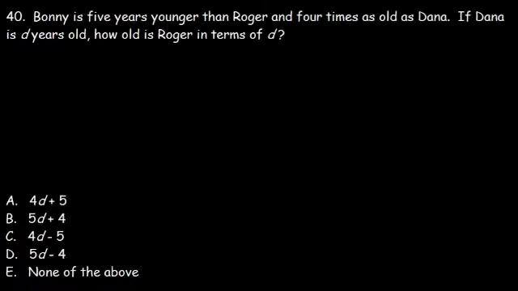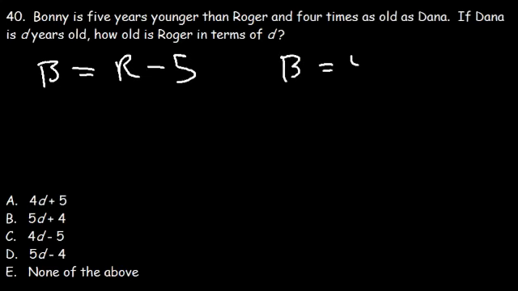So therefore Bonnie is Roger's age minus 5. So if Roger's like 40, Bonnie would be 35. 40 minus 5 is 35. So therefore Bonnie would be 5 years younger than Roger if Bonnie was 35 and Roger was 40. Now, Bonnie is 4 times as old as Dana, so B equals 4D. So if Dana's like 8, 4 times 8 is 32, Bonnie would be 32.